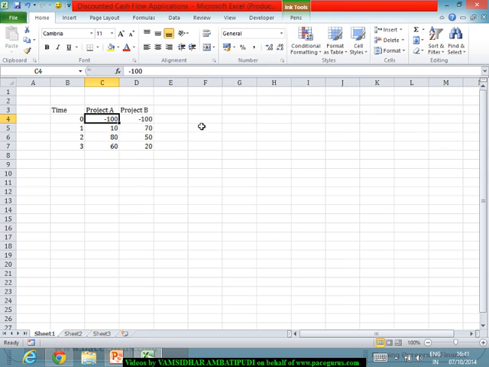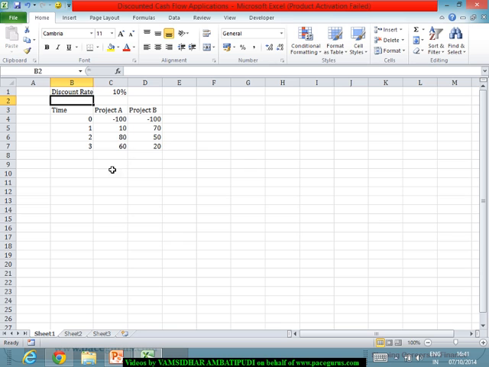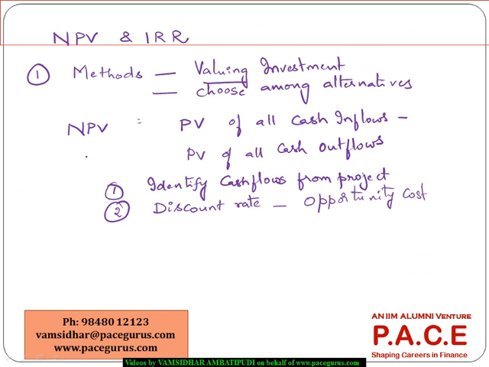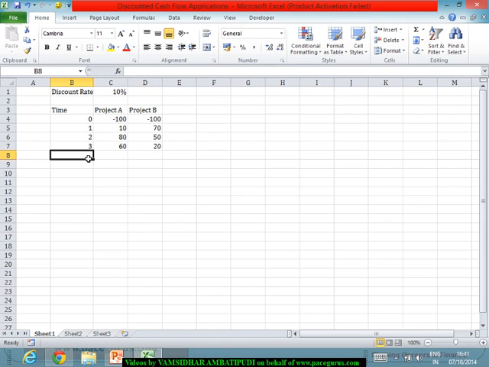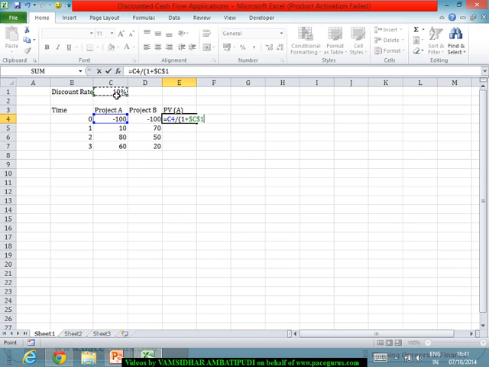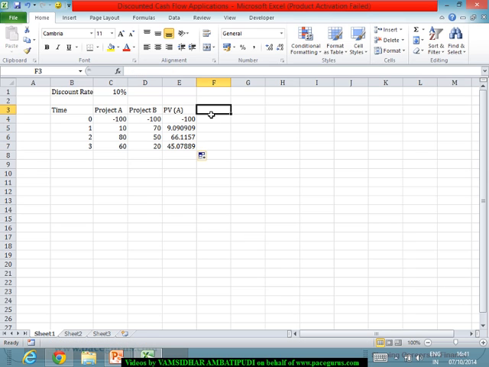So just for understanding, let me take the discount rate as 10% in this example. Now find the present value of each of the cash flows. Using that discount rate, find the present values of each of the cash flows. So I can very well find out: this divided by (1 plus R) to the power n. So the present values in case of project A are going to be this much.